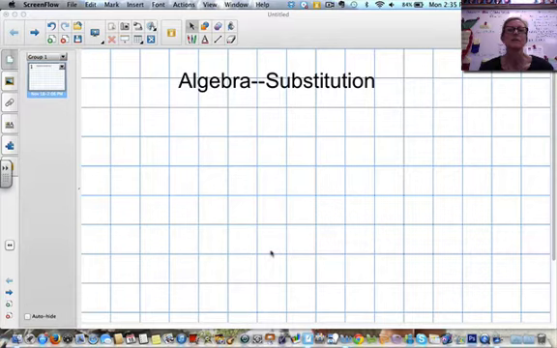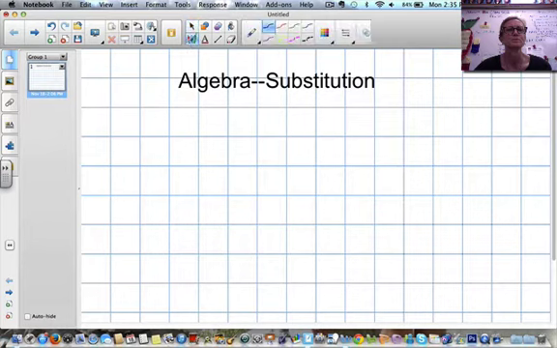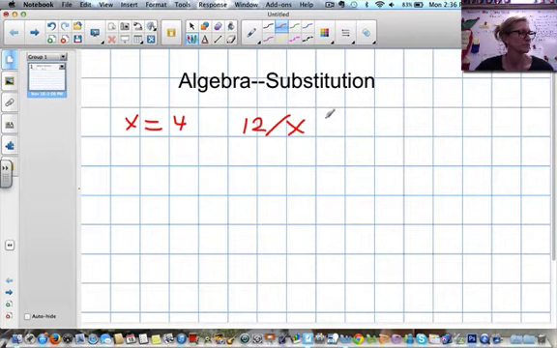So let's talk about this whole idea or the concept of algebra substitution. I'm just going to give you a couple problems here. Let's say that x equals 4. So that's a given, so you know that x equals 4. Anytime that you see an x, you're going to replace it or substitute it with a 4. So if that's true, then what is 12 divided by x plus 3?